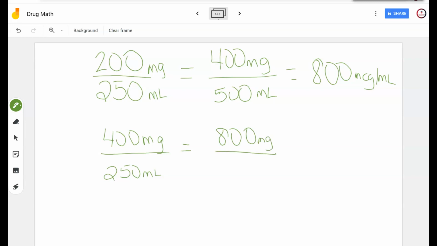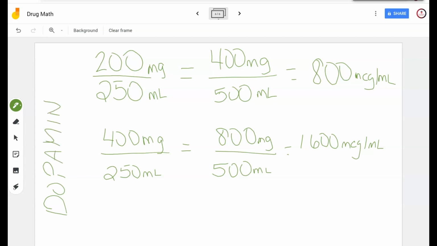Here's your pro tip for the day. Okay, and we just talked about this. These are your dopamine standard doses that you're going to end up seeing on test questions and such. Okay, sorry for the atrocious handwriting.